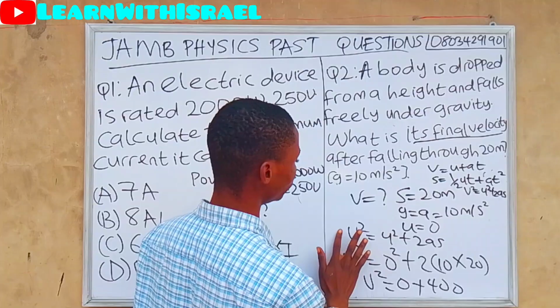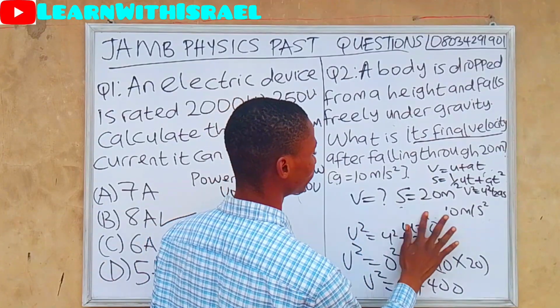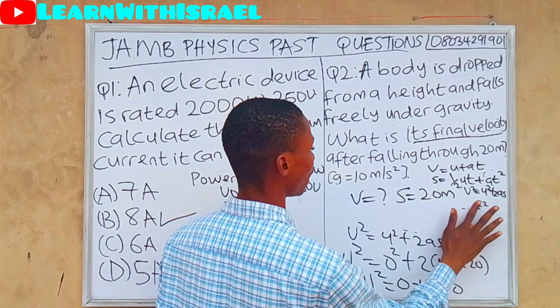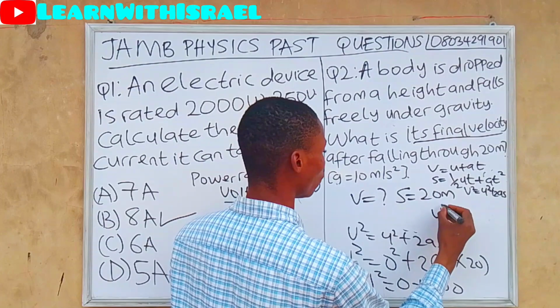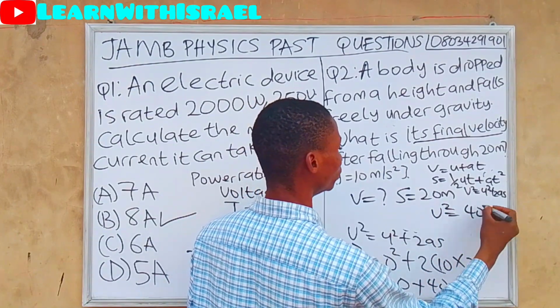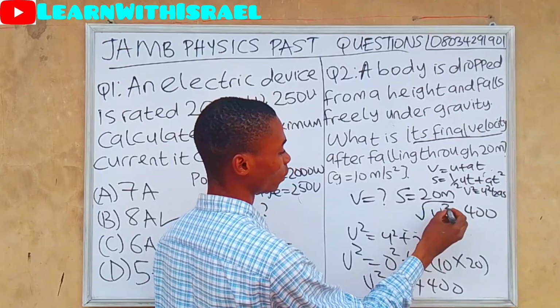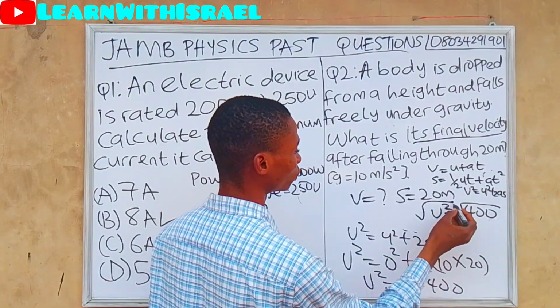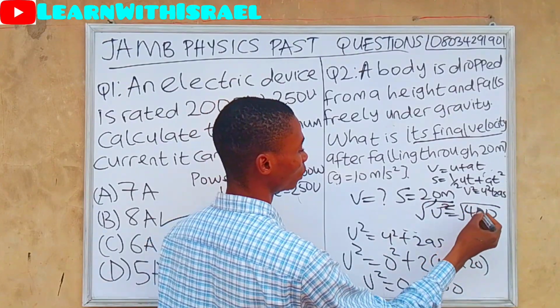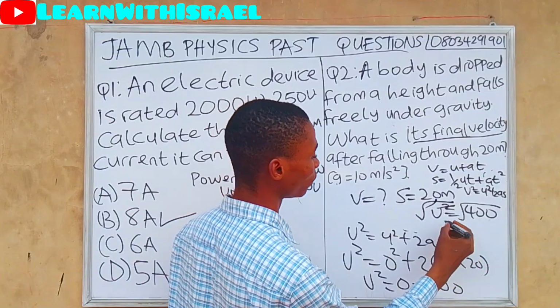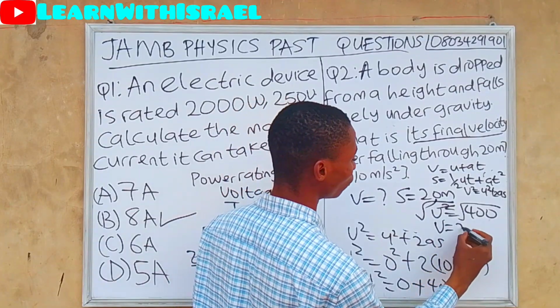So let's clean here so we can finish our solving. So v square equals 400. To find the value of v, let's square root because of the square here. So once we square root, squares cancel square root. The square root of 400 is 20. So final velocity equals 20.